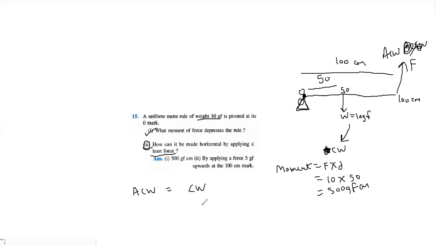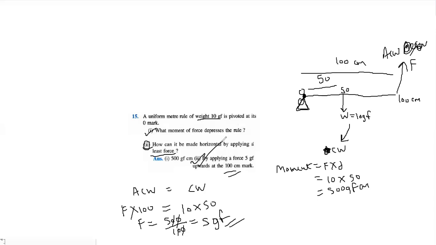So let's check. The anti-clockwise moment, with the least force, will be at 100 centimeters. So that is F into 100. And we already have the clockwise moment, which is 10 GF into 50 centimeters. So the answer is F equals 500 upon 100. So the force needed would be 5 GF. That is the force needed, which will be placed at the 100 centimeter mark as per the answer key available. So this was question number 15.